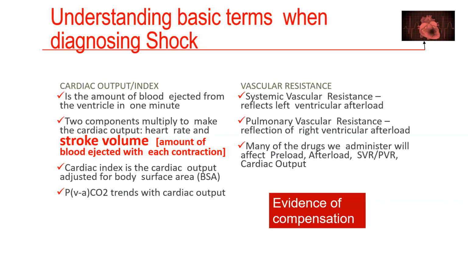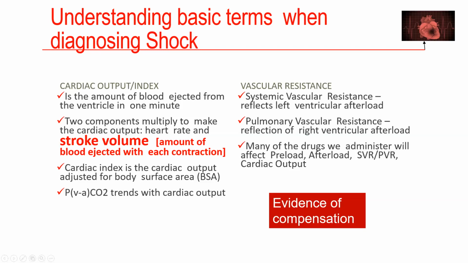So again, you always want to remember that when we look at shock, we first start with cardiac output. Normal cardiac output by AACN's standards is 4 to 8 liters a minute. Cardiac index is cardiac output adjusted for body surface area by AACN. That's 2.5 to 4 liters per minute per meter squared. Okay, cardiac index, and that's the better measure. Underneath that is stroke volume and heart rate.